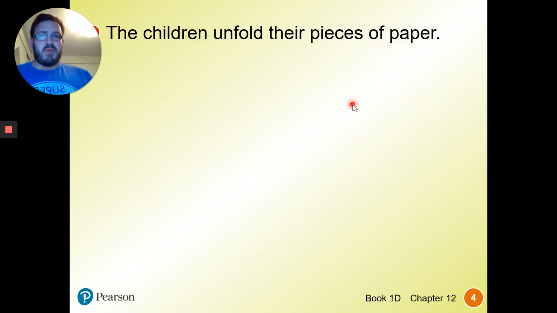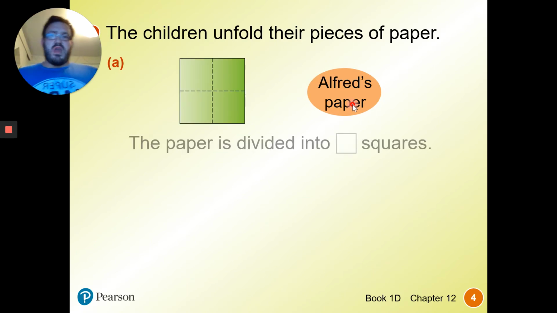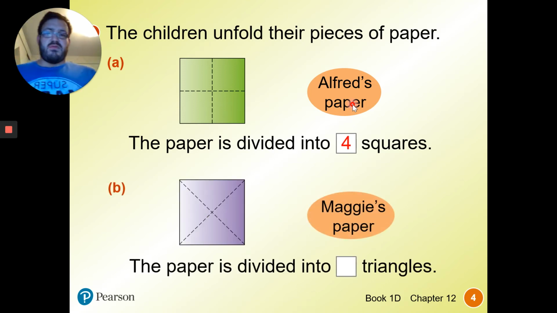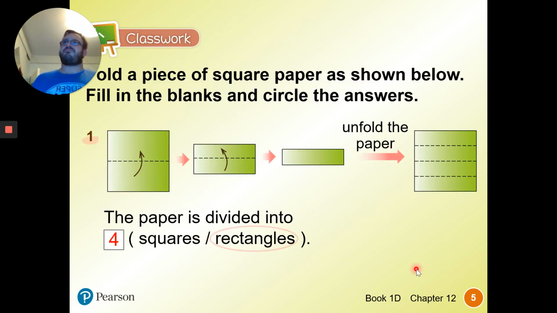The children unfold their piece of paper. Alfred's piece of paper is, like I said earlier, divided into 4 pieces. And Maggie's piece of paper is divided also into 4 pieces. But the difference being that Alfred's is 4 squares and Maggie's is 4 triangles.